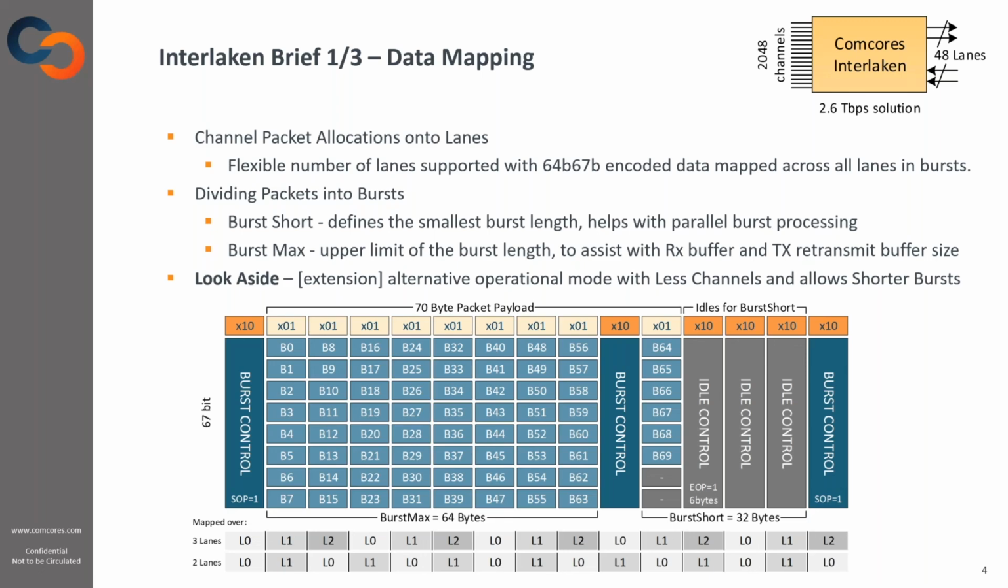Oh, good. Final question. What is the availability of the Comcores Interlaken Solution? Okay, so our IP is available off the shelf right now. If you just want to pick it up, then please contact sales@comcores.com and get in touch with our salespeople and talk to them about commercial terms. But yeah, it's ready to go. If you need it, it's there.